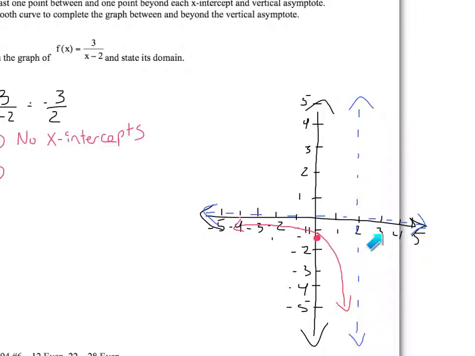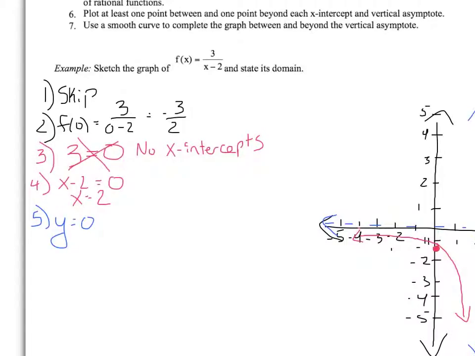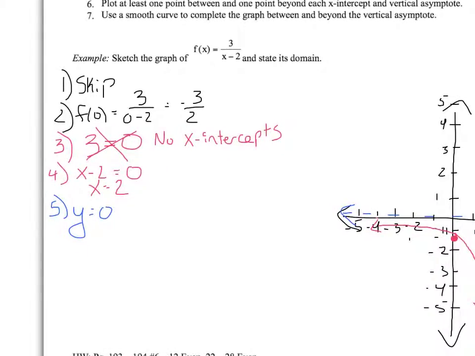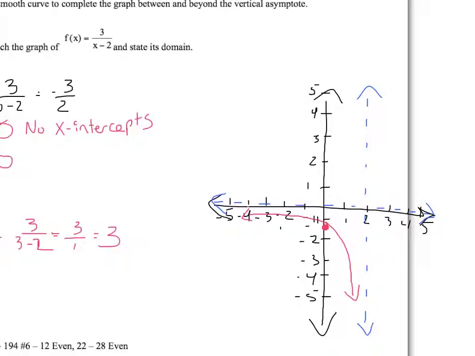So what I'm going to do is find what f of 3 is. Maybe f of 4 if I feel like I need to. And that's going to tell me, should I graph it up here or graph it down here? And that's what step 6 is. So for step 6, I said I wanted to plug in a 3. When I plug a 3 into the equation, it would be 3 over 3 minus 2, which is 3 over 1, which is 3. So that tells me I need to plot the point 3, 3.